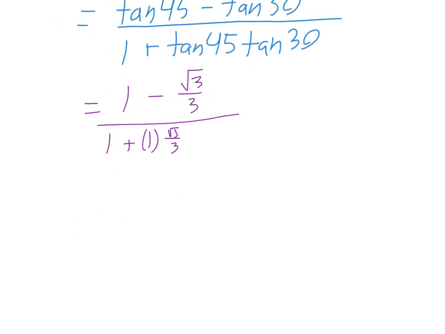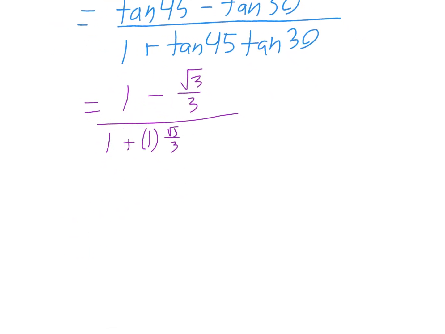Our next step, we're going to need to combine them. The way we combine them is to turn our 1 into something that has a denominator of 3. And so anything over itself is going to be equal to 1. So I'm going to turn my 1's into 3 over 3's. This allows me to then combine my like terms to give me this new equation.